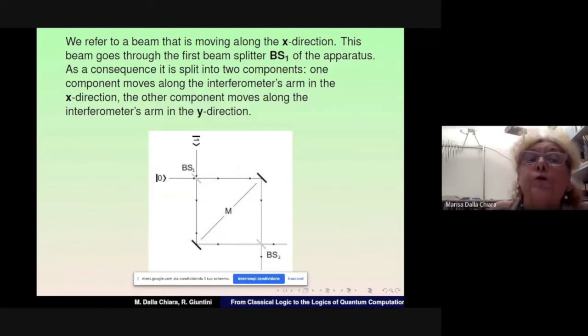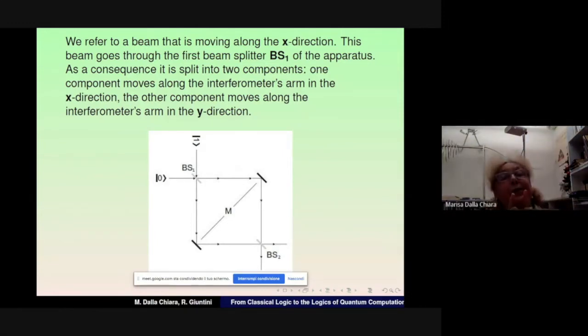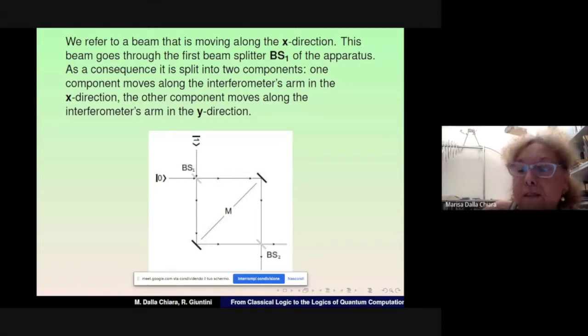We refer to a beam that is moving along the x direction. This beam goes through the first beam splitter, called BS1, and as a consequence, it is split into two components. One component moves along the interferometer's arm in the x direction, and the other component moves along the interferometer's arm in the y direction. In this way, we have the two components of our photon beam, and if we have a single photon, we have the two components of the superposed single photon. This is very important from the point of view of the interpretation of quantum mechanics.